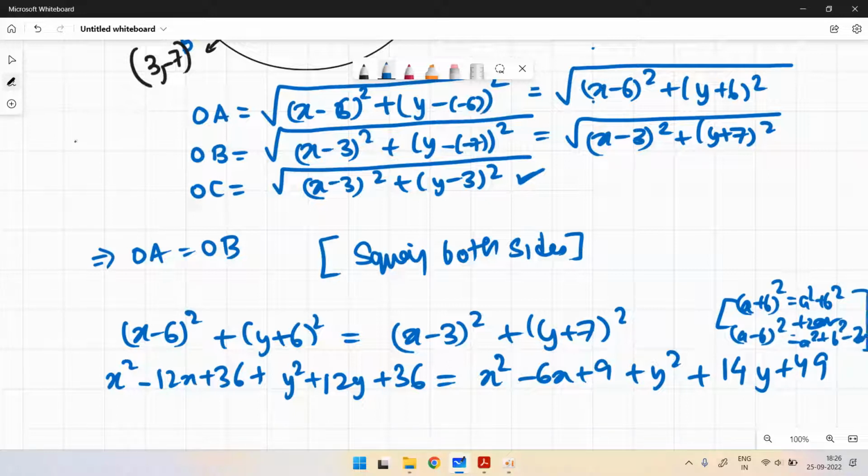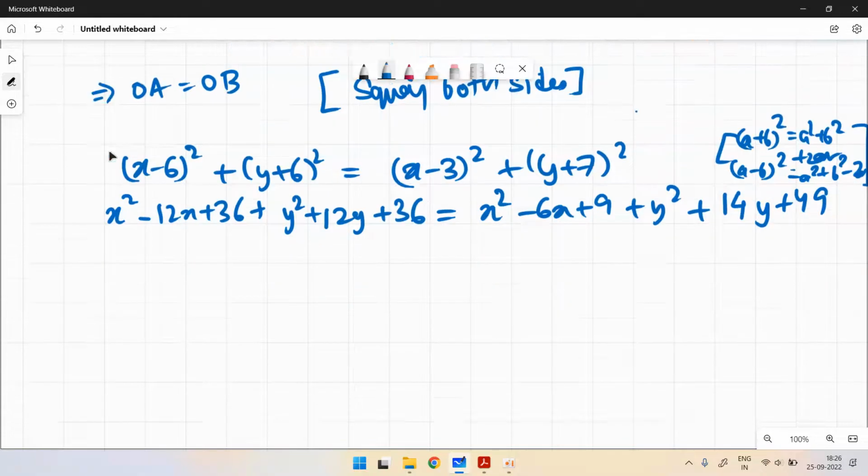You need to write this to get full marks in your exam, otherwise your marks will be deducted.